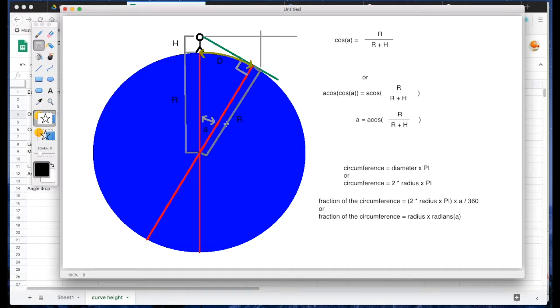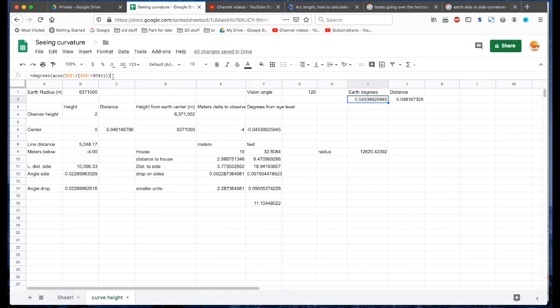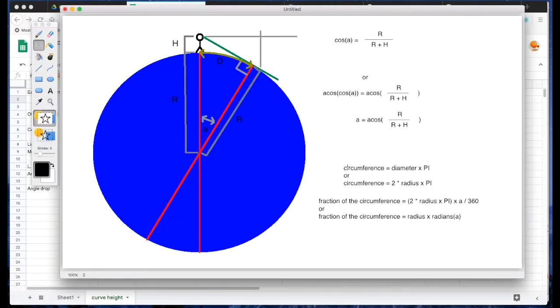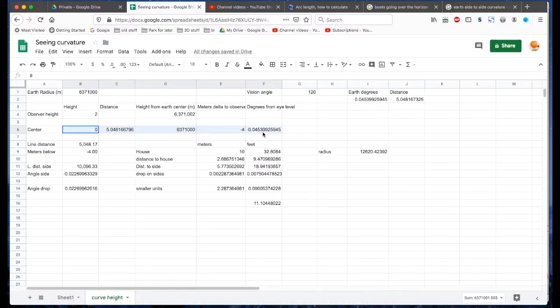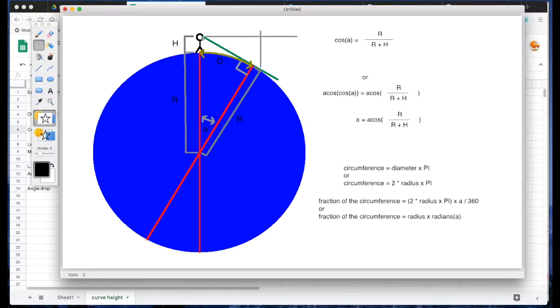Given the Earth's radius, and given my height above the surface of the Earth, if that forms a right-angled triangle, I can calculate A. And A is calculated using this formula here. And the distance is calculated using this formula here. And I'm after the distance along the surface of the Earth, or the circumference of the Earth. This is not strictly needed, but I threw that in because I had copied it from another spreadsheet. The distance is line of sight distance, which is this distance here.